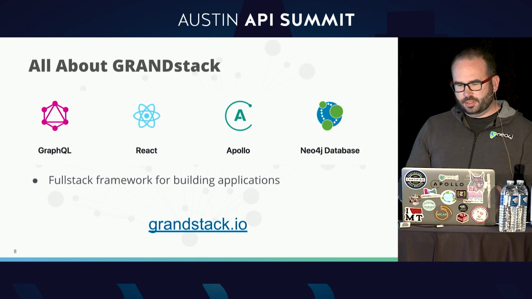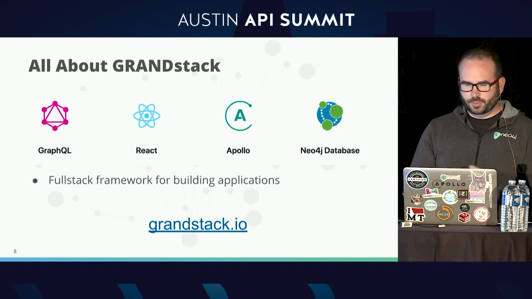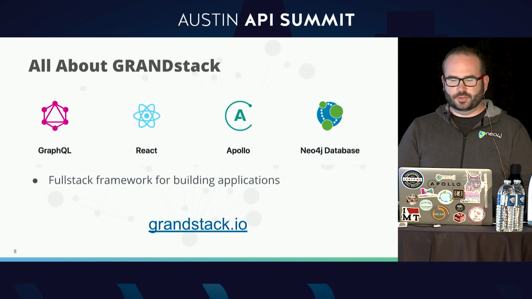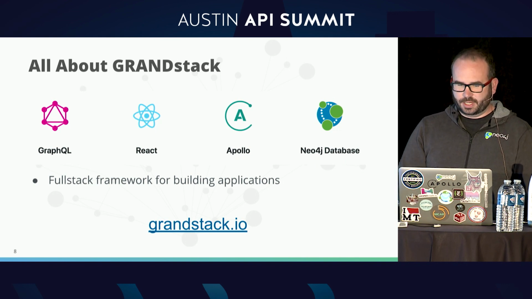Okay, so that's just a little bit about Neo4j to set the context for what we're going to use for our data layer. But again, we're going to be talking full stack GraphQL with React, GraphQL, Apollo, and Neo4j Database. Think of this as what we like to call the GRANDstack.